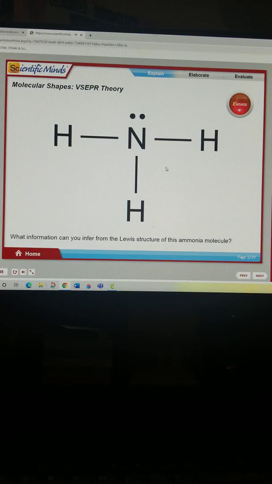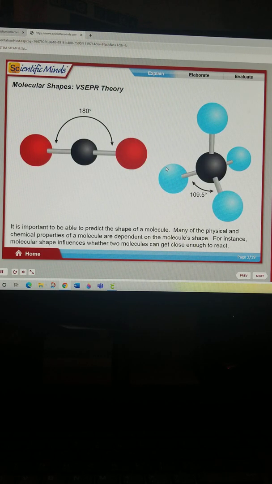What information can you infer from the Lewis structure of this ammonia molecule? It is important to be able to predict the shape of a molecule. Many of the physical and chemical properties of a molecule are dependent on the molecule's shape. For instance, molecular shape influences whether two molecules can get close enough to react.